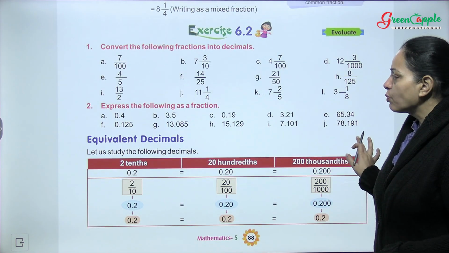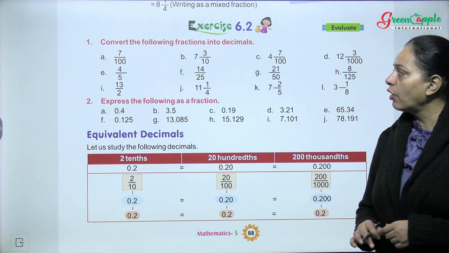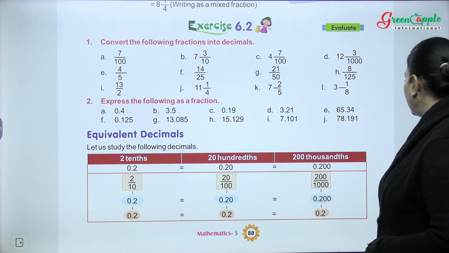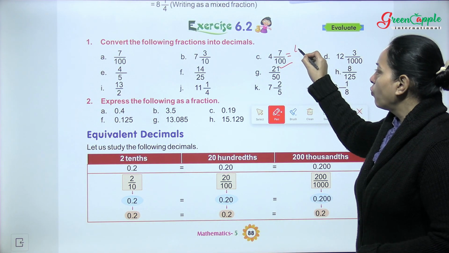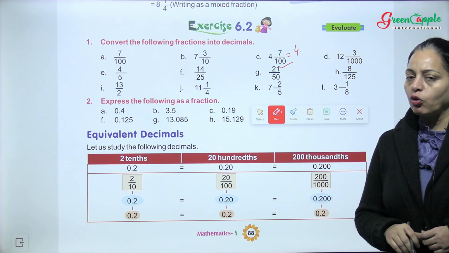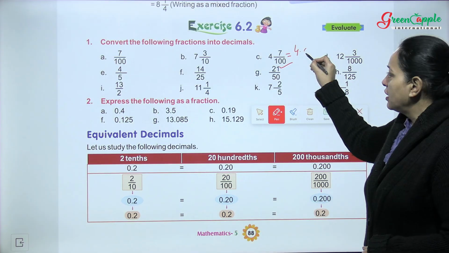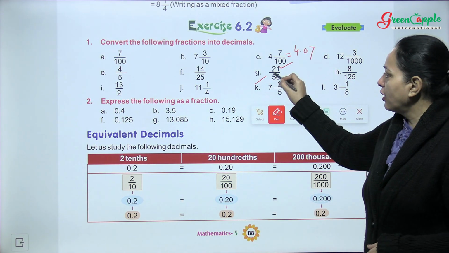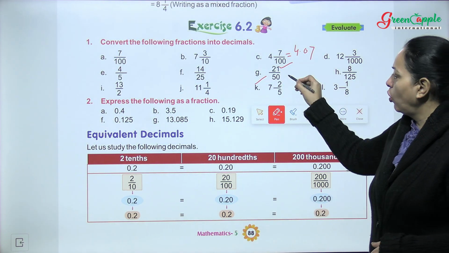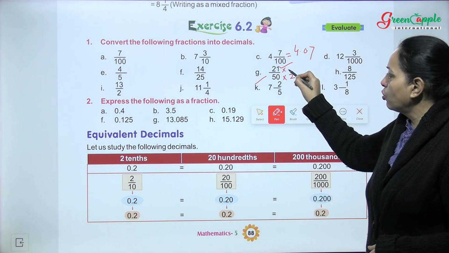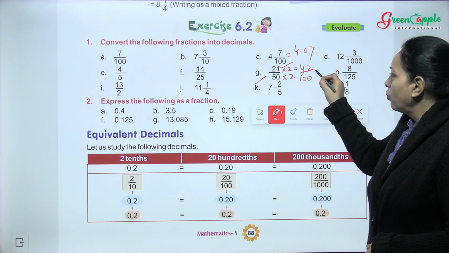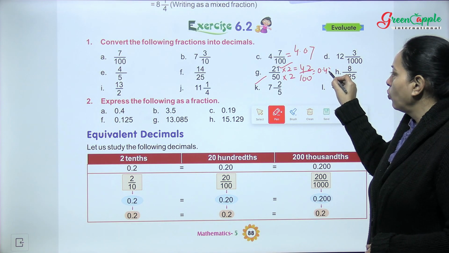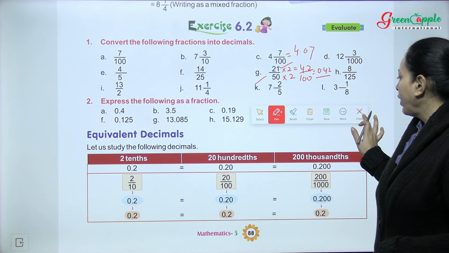Now exercise 6.2, question number 1: convert the following fractions into decimals. Like C part: 4 whole 7/100. So 4 is the whole part, so 4.07. Like G part: 21/50. 50 we make 100, 50 into 2, 21 into 2, 42/100. So we'll get 0.42. Okay, similarly you can try the remaining parts.